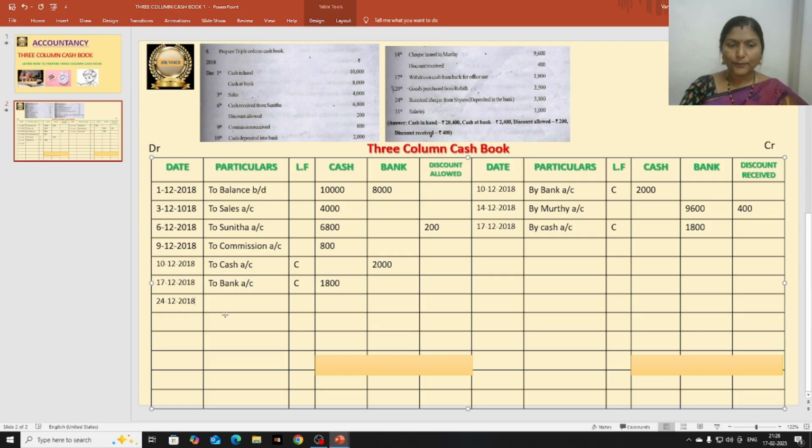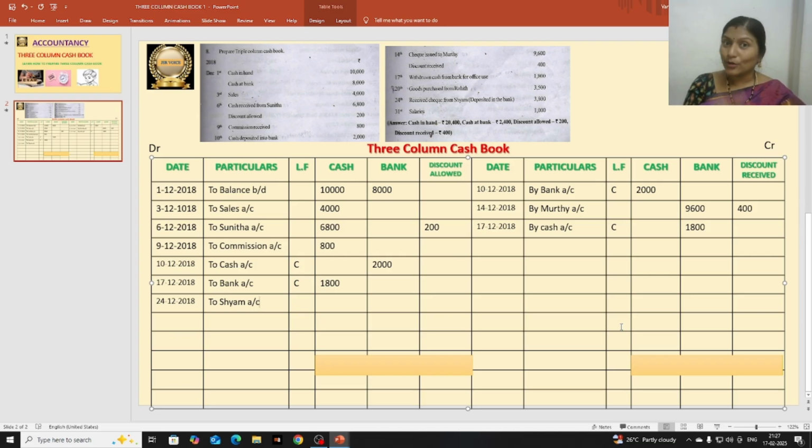24-12-2018. And in the particulars column we are going to write the name of the person. Received check from Sham. Whatever we write here, everything will be mentioned in the transaction only. We should select a proper item from that transaction. Received check from Sham, so Sham should be recorded. To Sham account. And where to put the amount? This is a check, received check from Sham. You will decide that it will be recorded in the bank column. Definitely you are going to decide like that only.